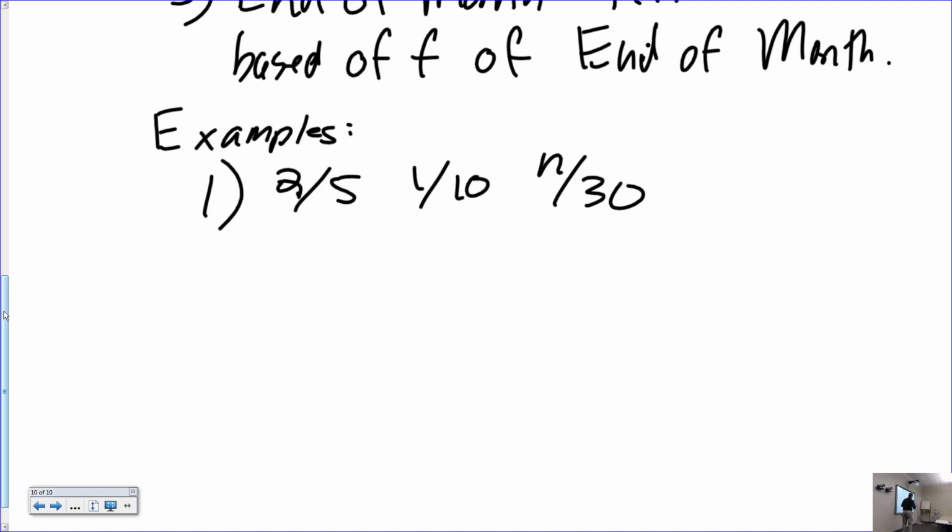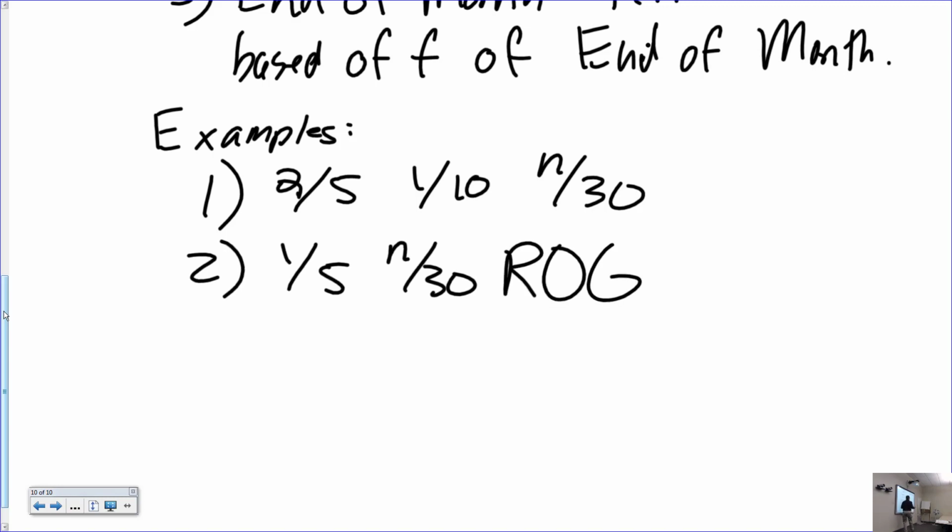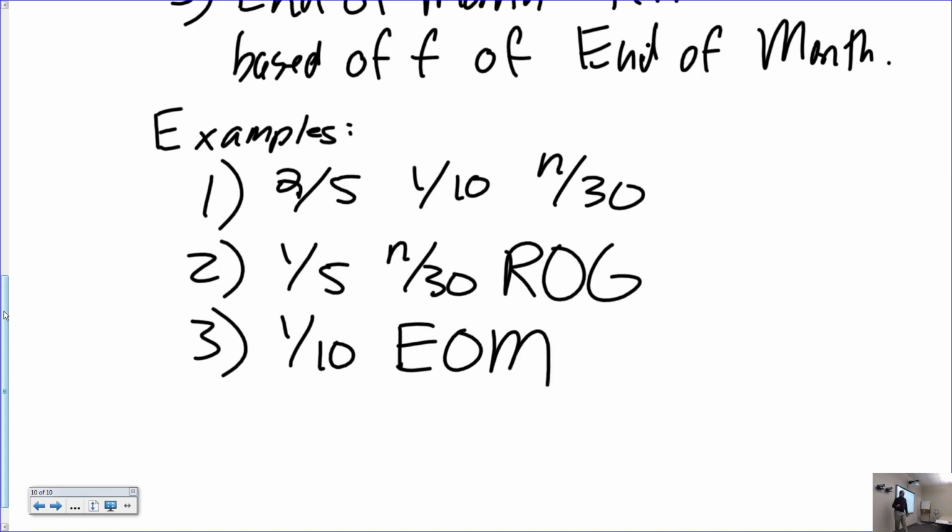Those are standard terms. Those are receipt of goods terms. Those are EOM, or end of month terms. Okay? This is how they look on the invoice. This is literally what they look like. Okay?